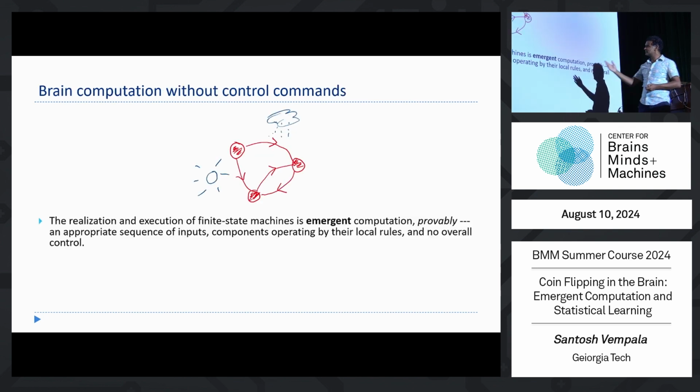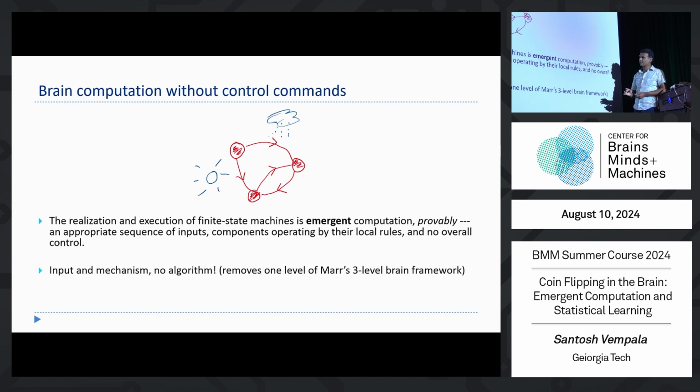So the realization of these finite state machines is emergent computation, and all you need is a sequence of inputs. Everything else is operating by local rules. In particular, what this says is that you don't need this middle level of Marr's three-level mechanism. There's no need for an algorithm. You prescribe your behavior, you prescribe the lower level behavior, that's it. You don't need to specify algorithms anymore.